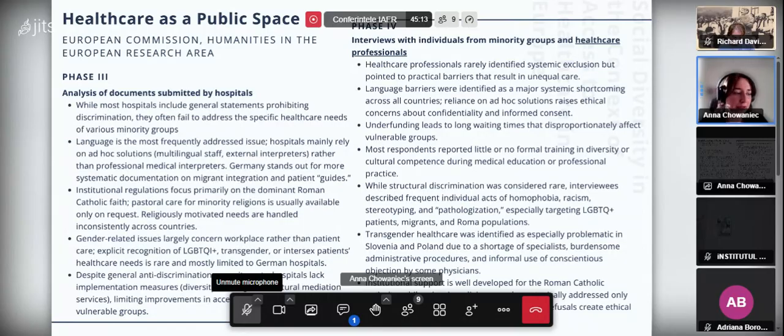And lastly, phase 4, where we interviewed the healthcare professionals and representatives of the minority groups. Here, for this slide, I'll be talking only about the healthcare professional point of view, because that was included in the article that was published, which will also be listed at the end. So those are the findings from the comparative analysis between the countries, but only for the healthcare professionals.